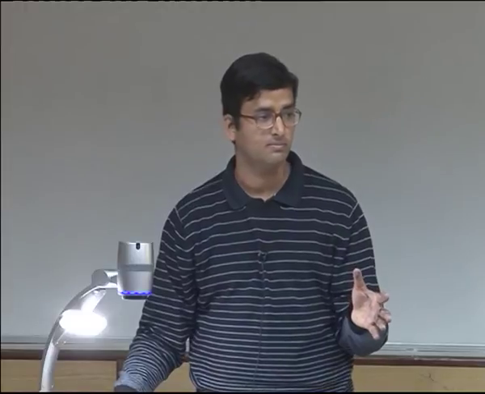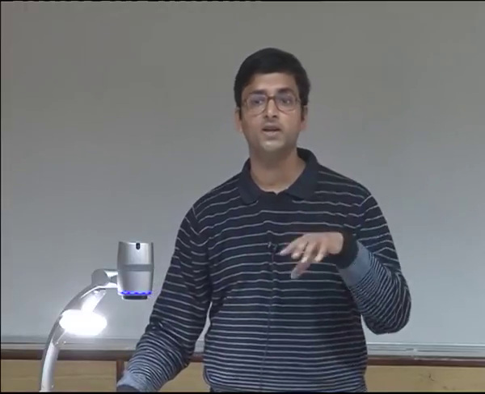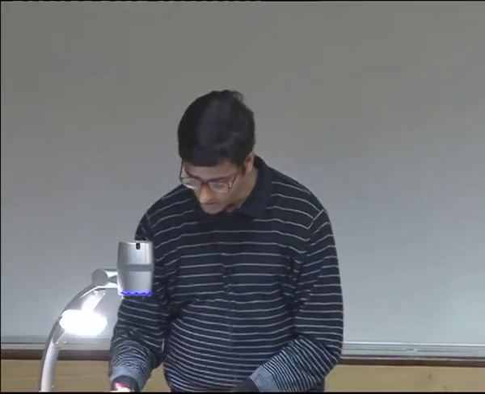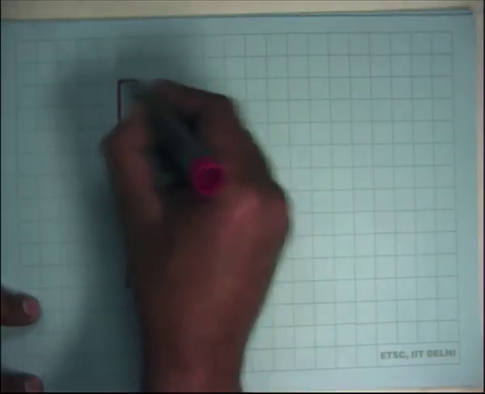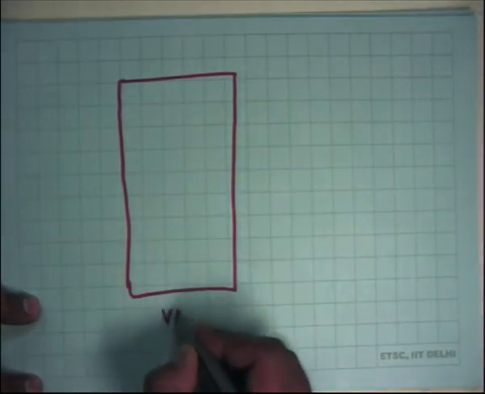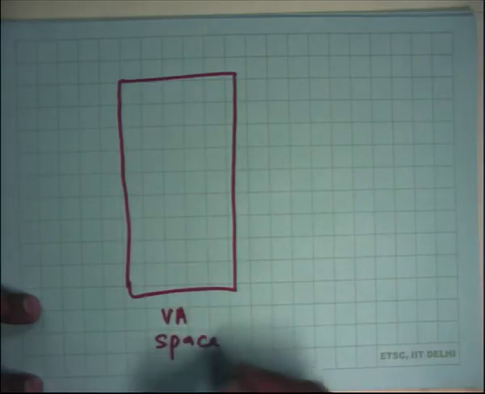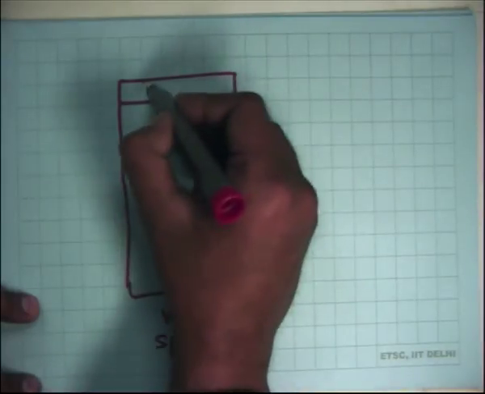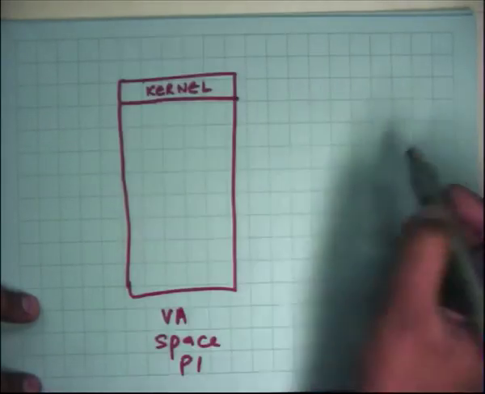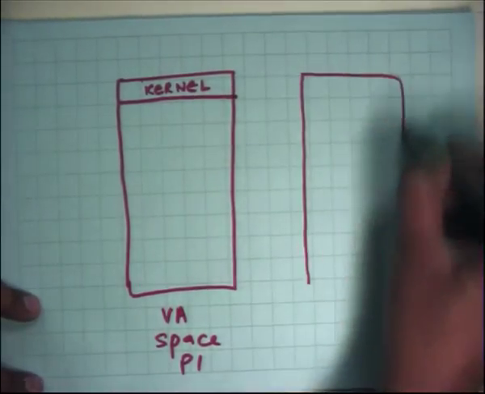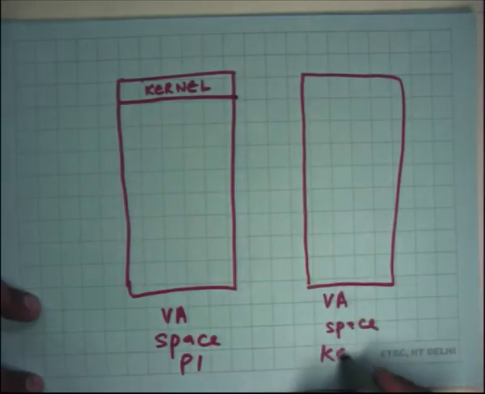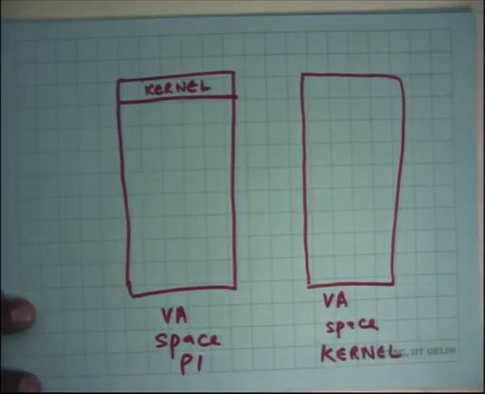For completeness, let's also understand what the other organization could have been. Let's say the entire kernel was not mapped into the process address space, what's the other possibility? The other possibility is, let's say this is the virtual address space of P1. It just maps a small area for the kernel, and let's say there is another virtual address space which is just the kernel's address space, not associated with any process.